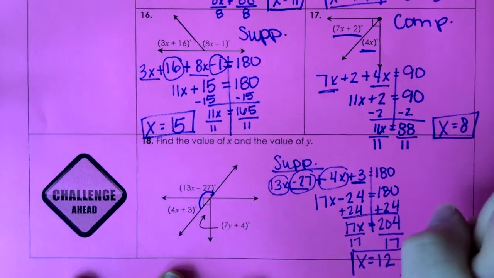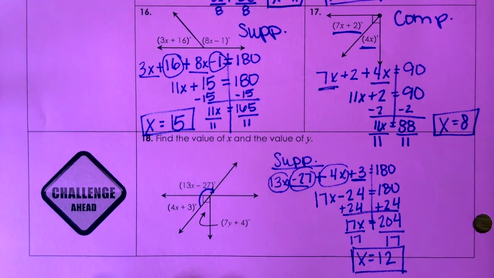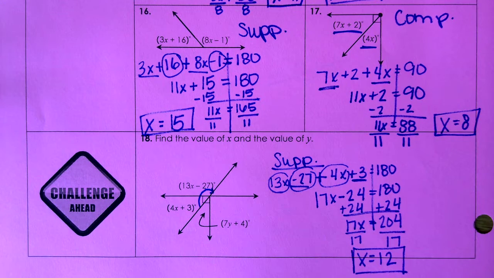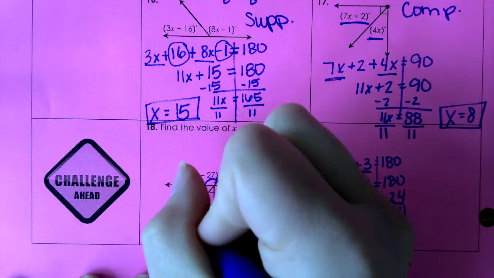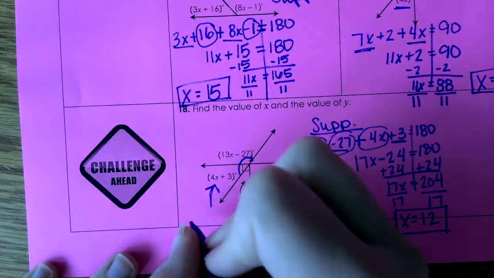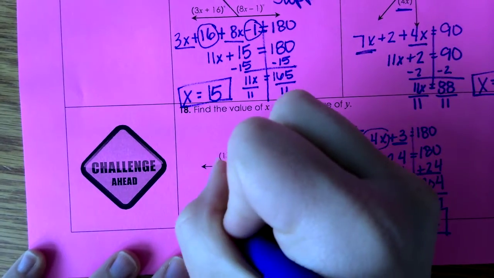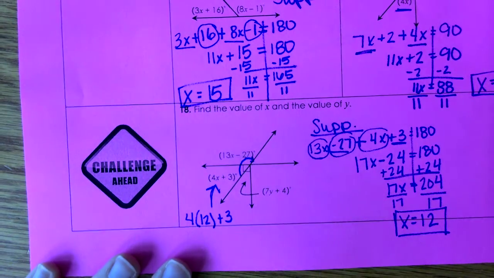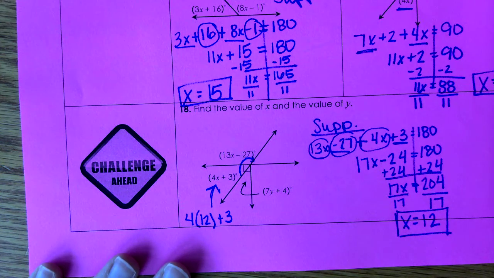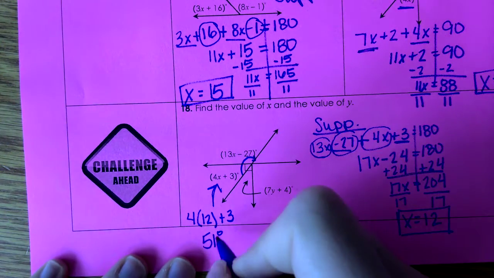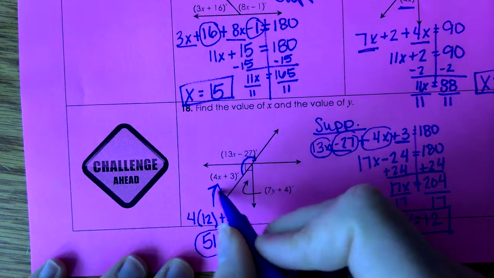Okay? And then we just need to plug it in. Do we need to necessarily plug it into both? No, we don't. We need to plug it into the one that's going to help me figure out what y is. Which angle would that be? That would be angle 4x plus 3. So 4x plus 3, what this is saying is I take 4 times the value of x, which we found out was 12. Then I add 3 to that. So I'm going to take 4 times 12, 48 plus 3, which is 51. So this angle is 51 degrees.